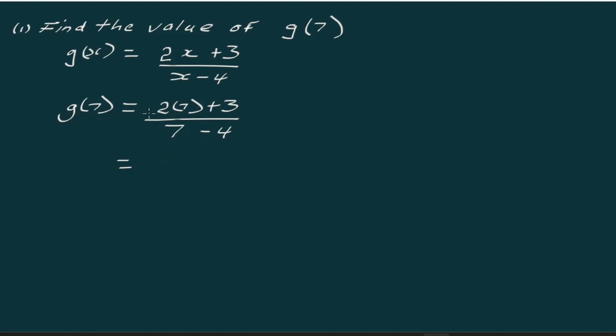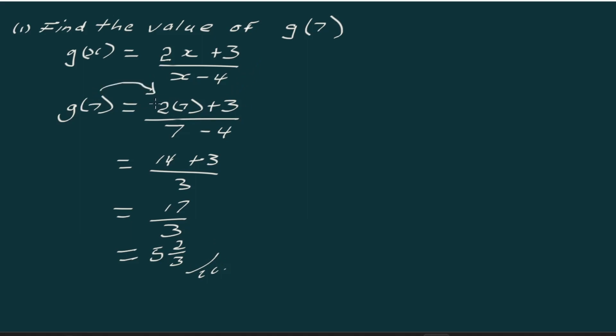Right, now that we have replaced the x with 7, we can work this out, which is a simple fraction to work out. 2 times 14 all over 7 minus 4, which is 3, and that will give us 17 over 3, which will give us a fraction of 5 and 2/3. Okay, so this is just a simpler fraction to work out, and again our input value into the function is 7 in this case here.